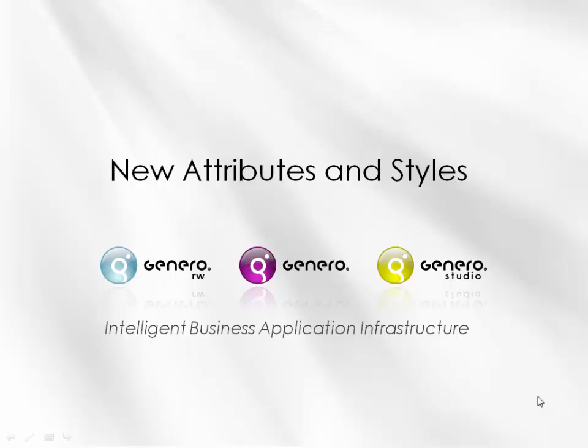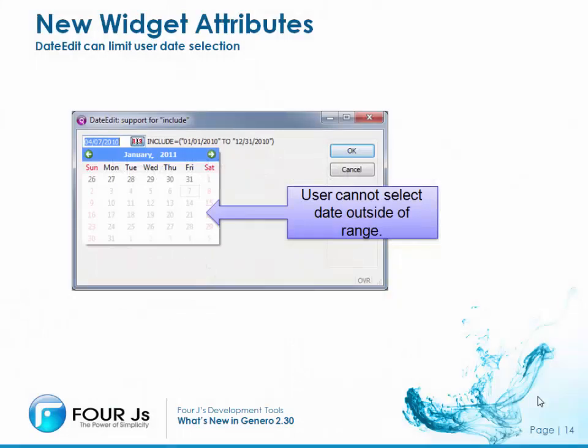Let's take a look now at the new attributes and styles available in Genero 2.30. The Date Edit widget now supports the include attribute, allowing you to set a range of dates that are valid for the field. So you can see in this example that the user can only select a date within the year 2010 because the include range has limited them as a part of the Date Edit field.